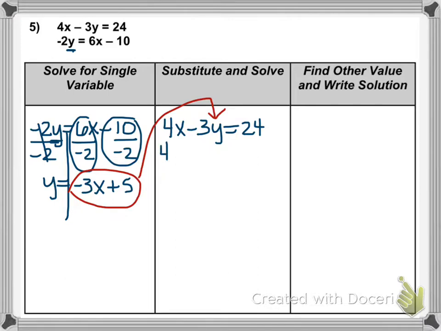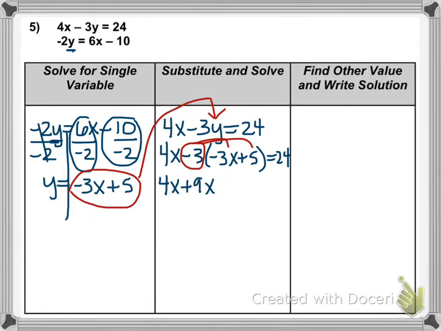And since y is equal to negative 3x plus 5, I will replace it with that expression. So it'll look like this. 4x minus 3 parentheses negative 3x plus 5 equals 24. So now I have an equation that just contains x, and I will solve it for x, first starting by distributing that negative 3 to the negative 3x and the 5 in my parentheses. So we'll get 4x, negative 3 times negative 3x is positive 9x, negative 3 times 5 is negative 15, and that equals 24.